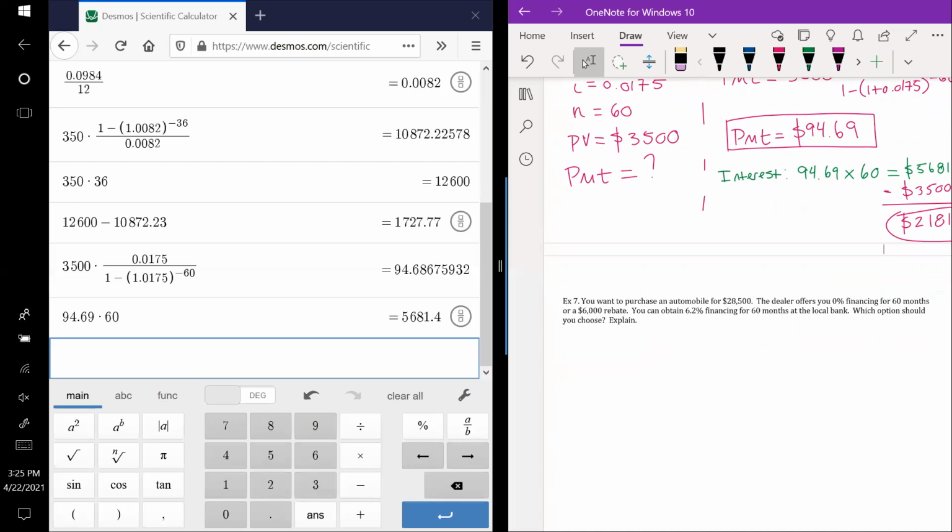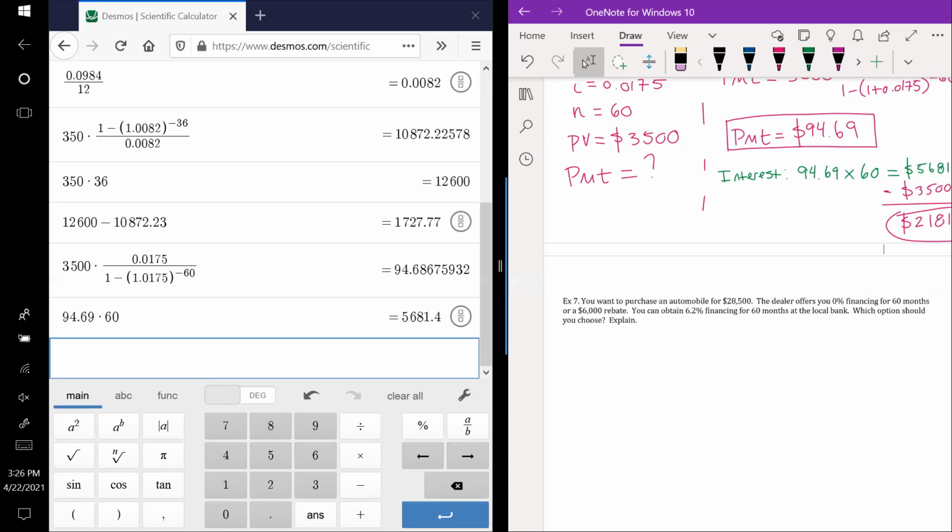Yeah. All right. 7. You want to purchase an automobile for $28,500. The dealer offers you 0% financing for 60 months or a $6,000 rebate. You can obtain 6.2% financing for 60 months at the local bank. This is if you choose option 2. Which option should you choose?